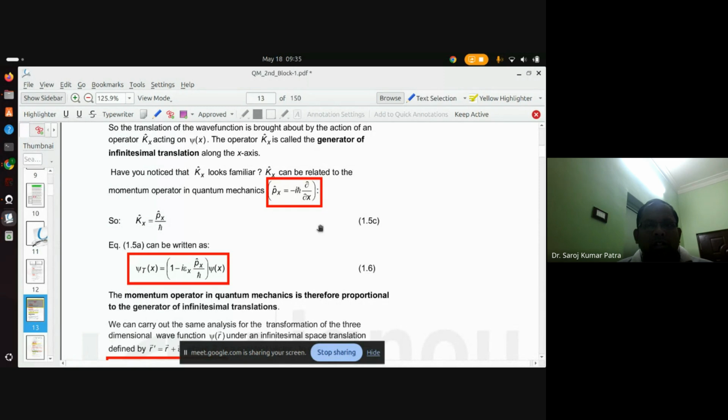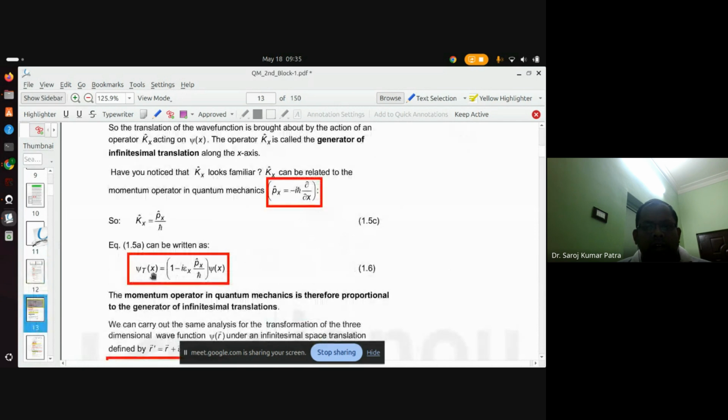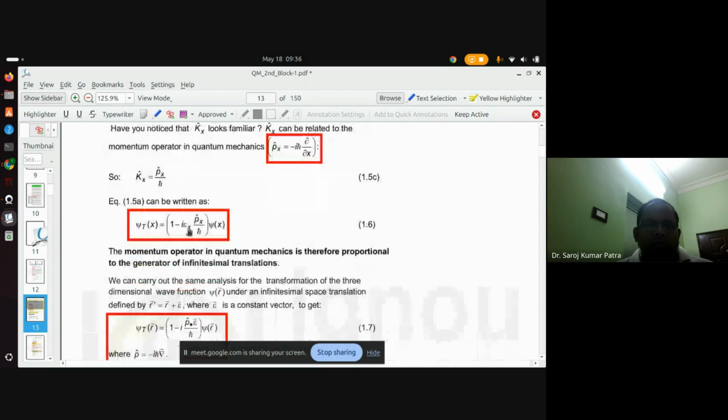Px by h cross. So this equation which I got initially, psi t(x) is equal to 1 minus i epsilon x kx cap psi(x). Now I can write psi t(x) is equal to 1 minus i epsilon x, instead of kx, I'll write px cap by h cross, operating on psi(x). So you can see epsilon x and px are coming like this.